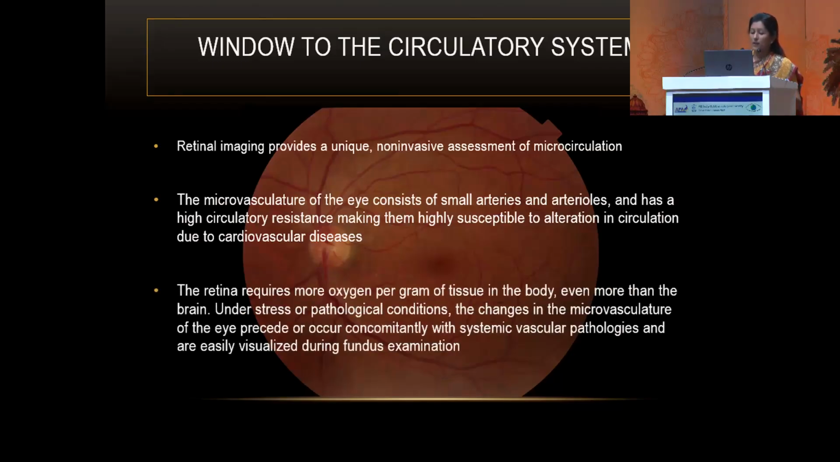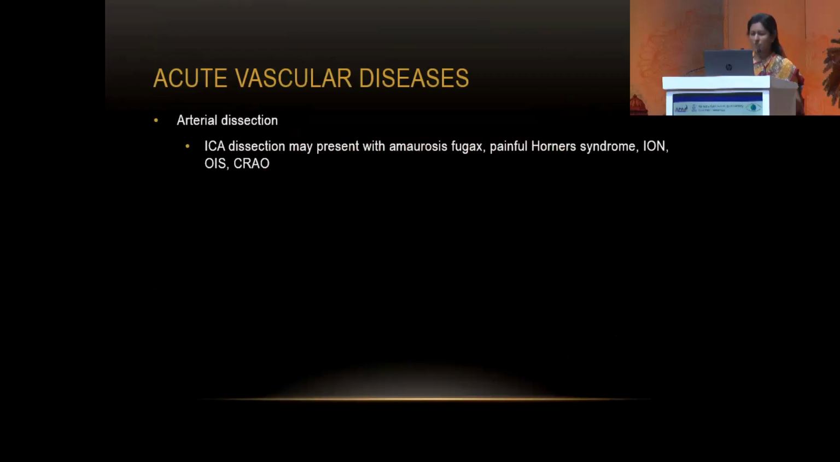The retina requires more oxygen per gram of tissue, even more than the brain. So under any stress or pathological condition, the changes in the eye microvasculature may actually precede the systemic changes or occur concomitantly. And again, as I said, these can be easily visualized during a fundus examination. So let's talk about some of the disorders which we encounter.